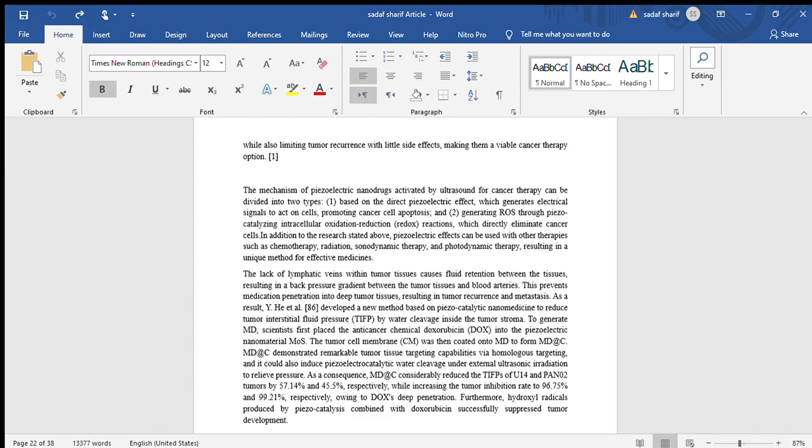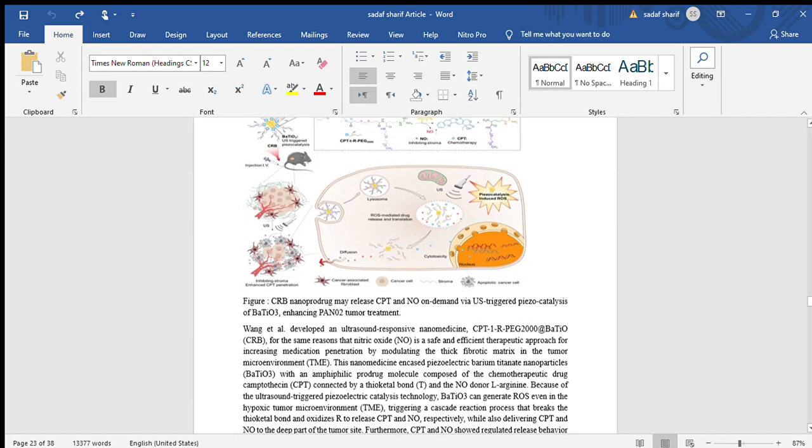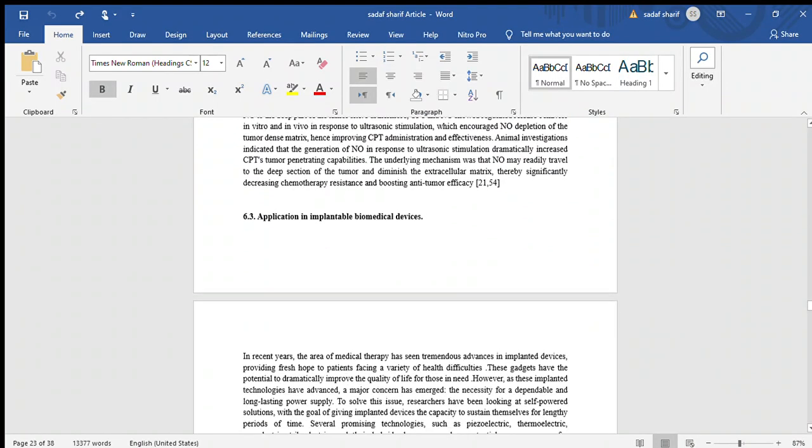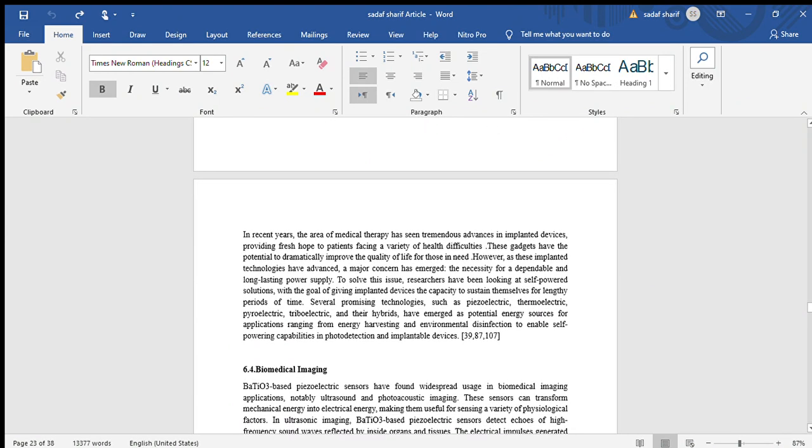The lack of lymphatic veins within tumor tissues causes fluid retention between the tissues, resulting in the back pressure between the tumor tissues and blood arteries. This prevents the medication penetration into deep tumor tissues, resulting in tumor recurrence and metastasis. Now this diagram shows how nanodrugs release the particles, and the application in implantable biomedical devices.